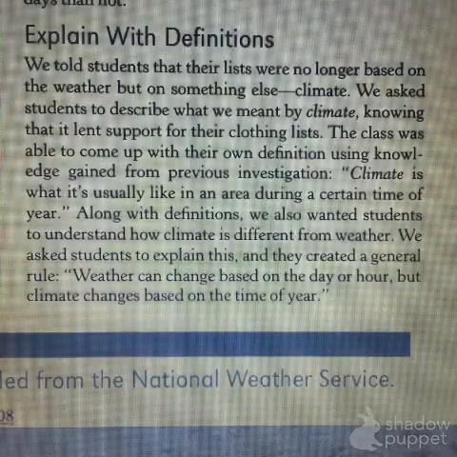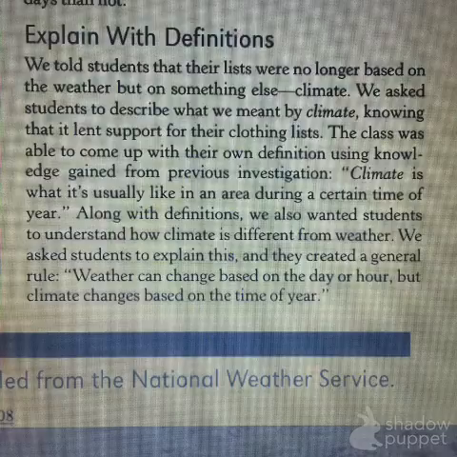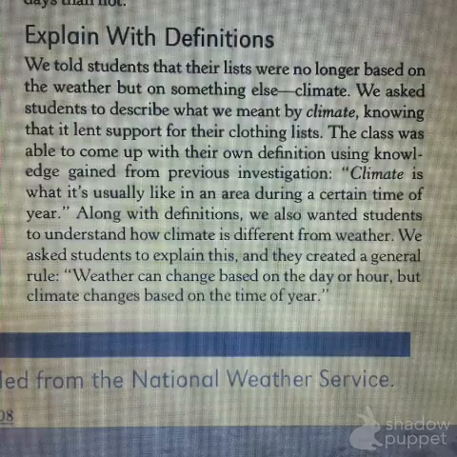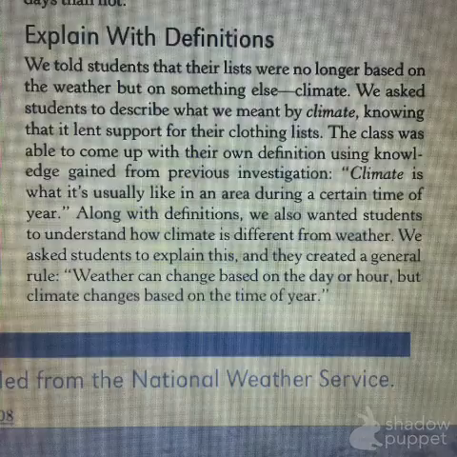So after going through the data and correcting predictions, students were then asked to do a bit of explaining. And explaining is the third step in our sequence. The teacher asked the students to come up with their own definition of what climate is. And so the most universal definition that the students came up with is climate is what it's usually like in an area during a certain time of year.